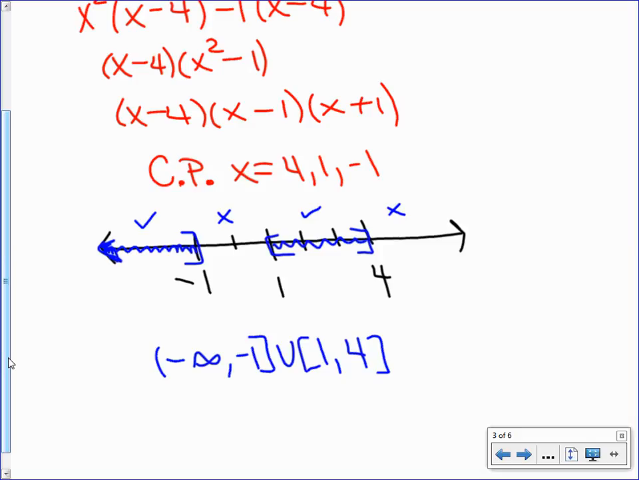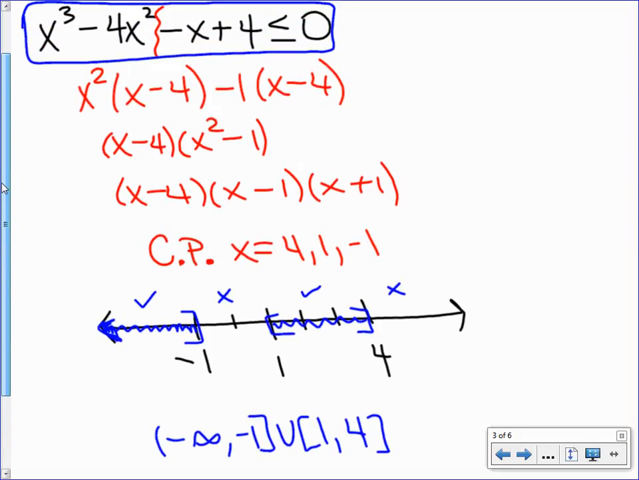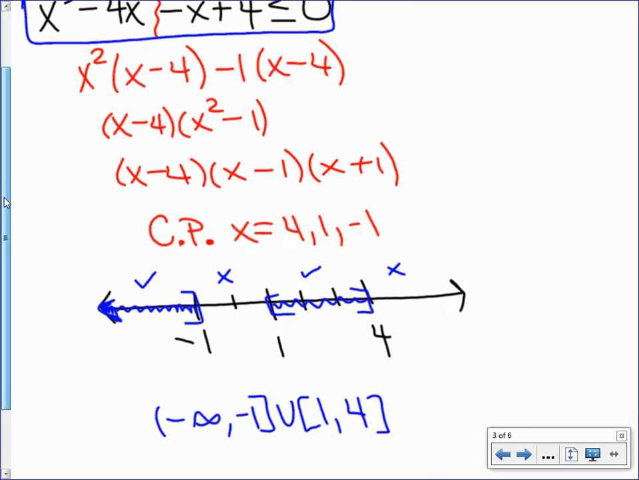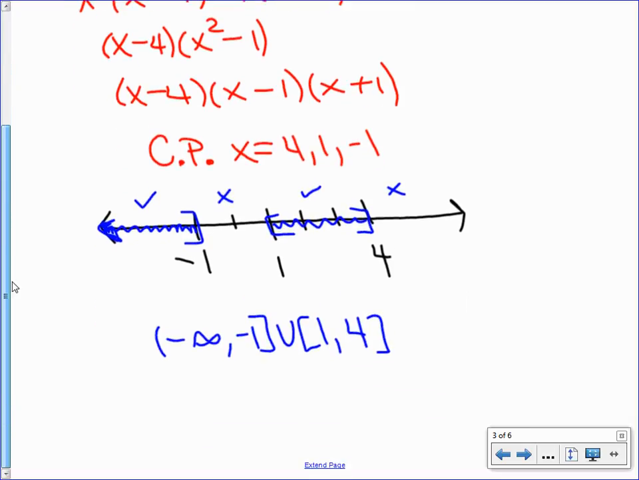Okay. Make sure when you are testing your intervals, you're testing to see whether they're positive or negative. Always go back and look at your inequality that you set to 0 to see whether you need to look for positive or negative. Sometimes you're going to have less than 0, sometimes greater than 0, so make sure you look at that before you start testing your intervals. Okay?